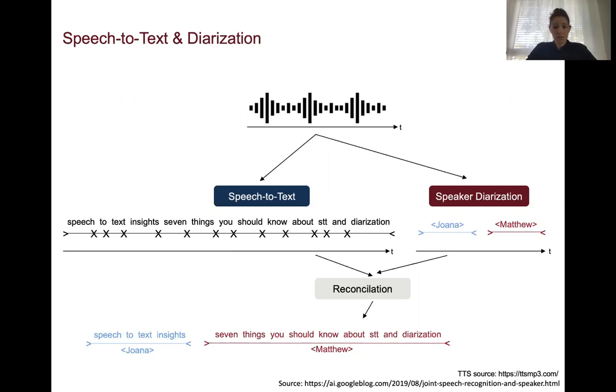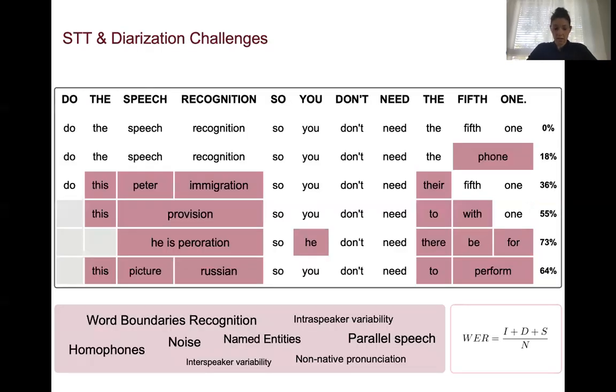STT and diarization are challenging tasks. One of the reasons is the variability of speech. This is why it requires a lot of data to train a system. The same word can be pronounced differently by the same speaker, by different native speakers, and not to mention non-native speakers, where the variability is even higher. Background noise makes speech recognition much harder, as well as parallel speech.